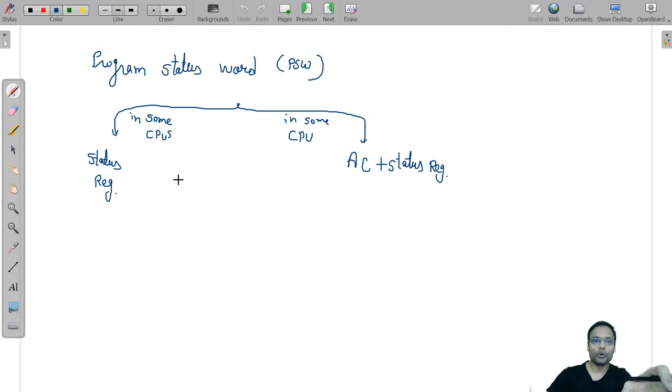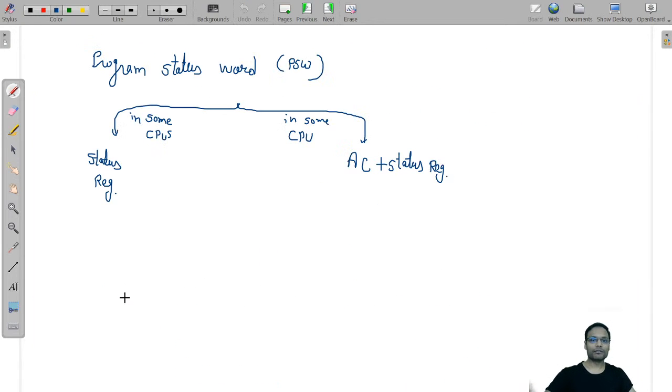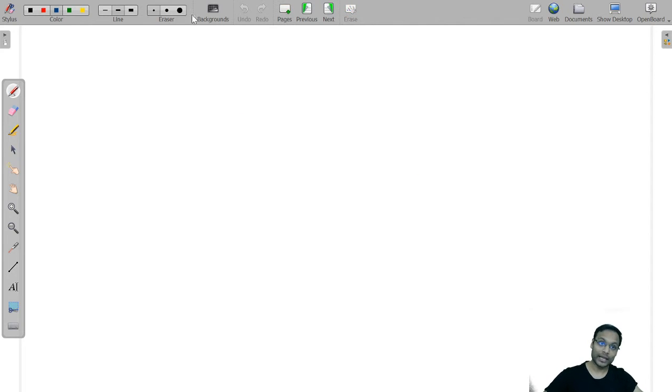So if both are given, it is the program status word; somewhere it is known as the status register, somewhere as accumulator plus status register. Fine. Next one is the address register, and after that you are going to have the data register. First I'll write the definitions and I will explain these two together. So let's start with the first one.